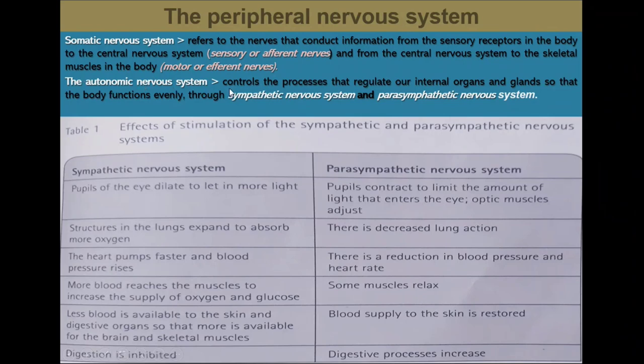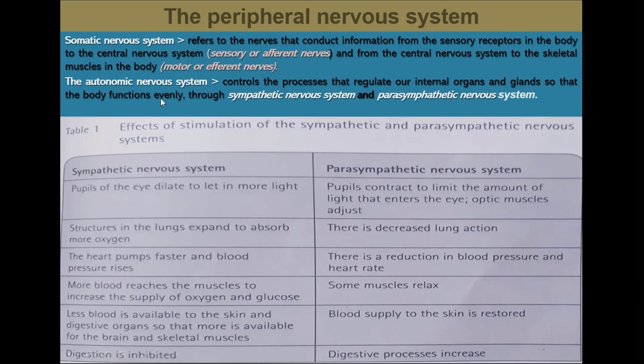The autonomic nervous system controls the process that regulates the internal organs. I mentioned that the most important organs here are the lungs and the heart. Those are the important internal organs that we're talking about. The glands release specific hormones, whether you are in danger or you encounter something, so that the body functions evenly. There's a balance so that the body functions evenly.